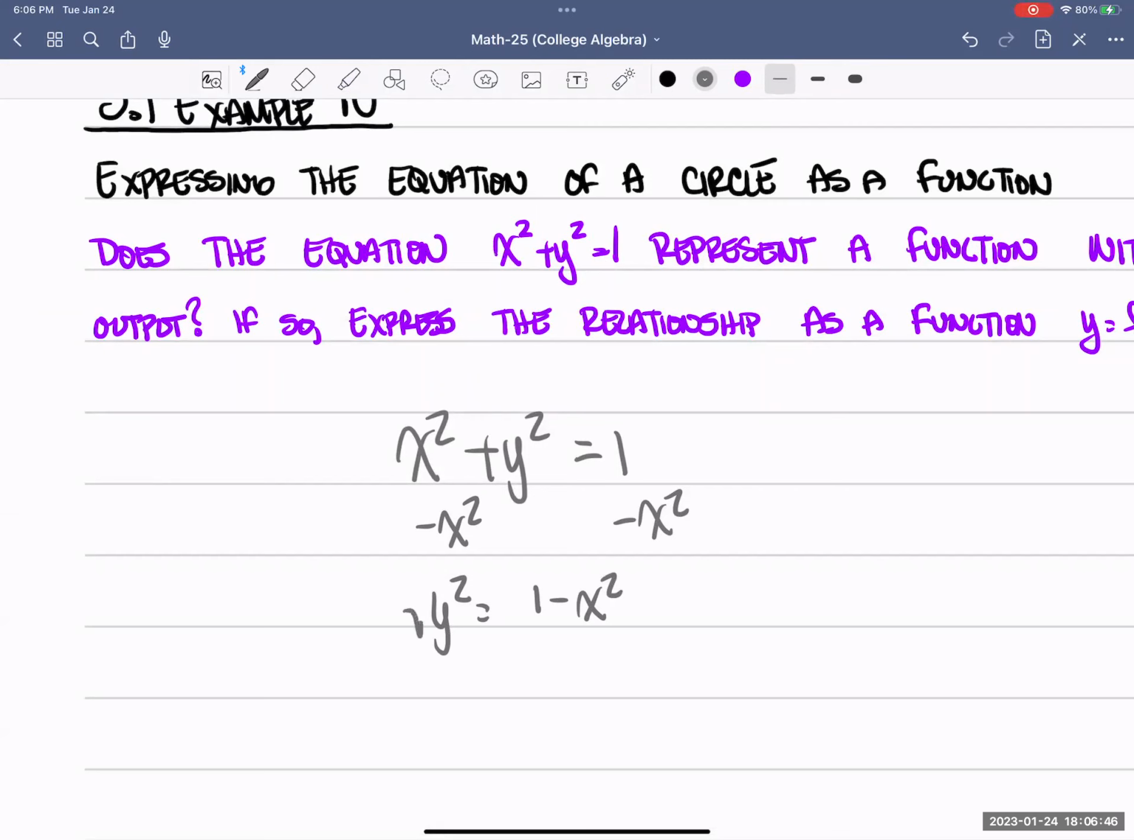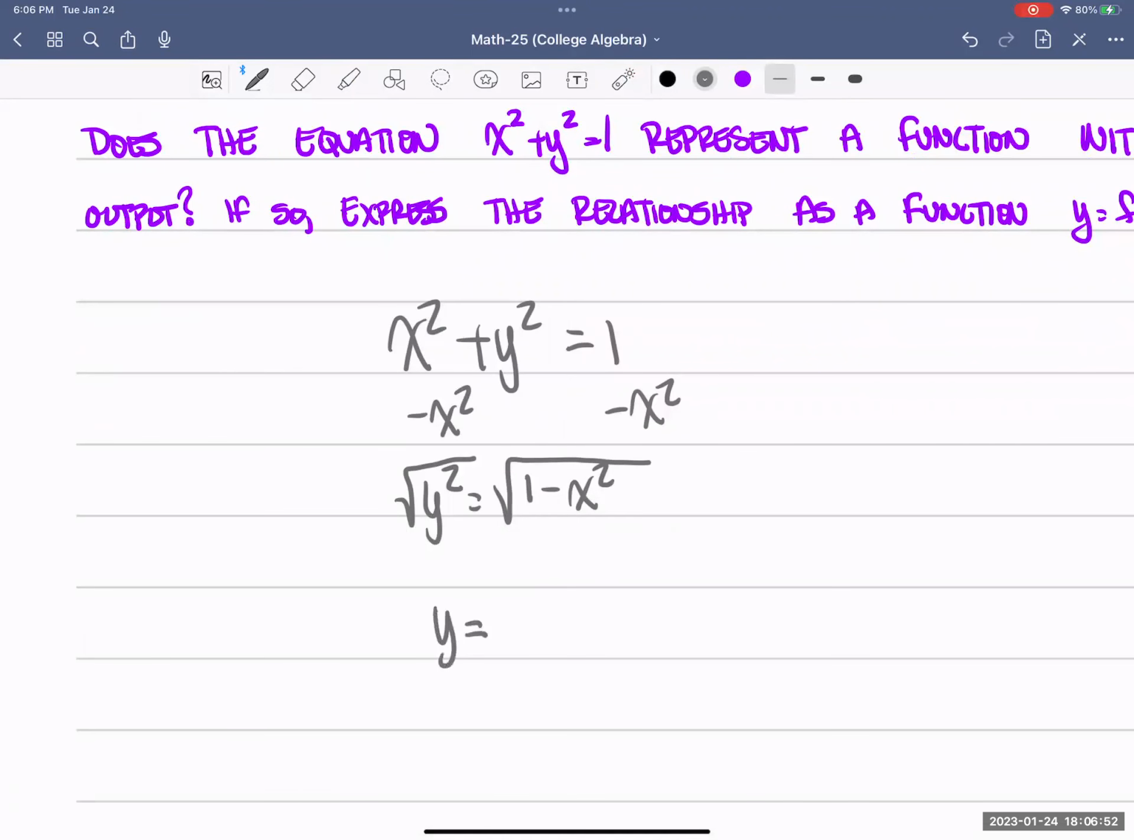And lastly, to get y by itself, we take the square root. And we're left with y is equal to, oh, remember when we take the square root of a variable, we need to give it the option of being either negative or positive, because whenever we square something, we get rid of the negative. So it's going to be plus or minus the square root of 1 minus x squared. This tells us that there are two different possibilities for y in this function. So because of that, we would get different answers.